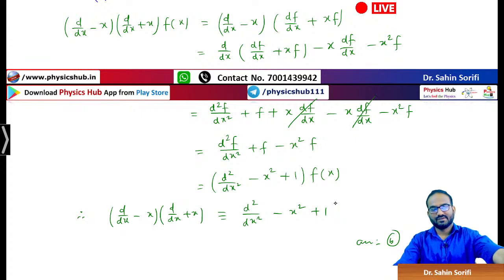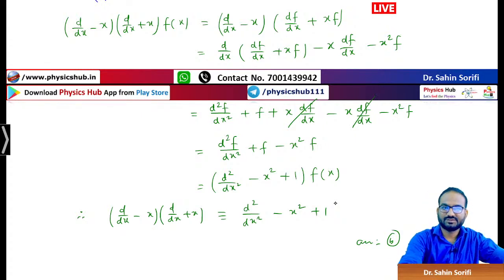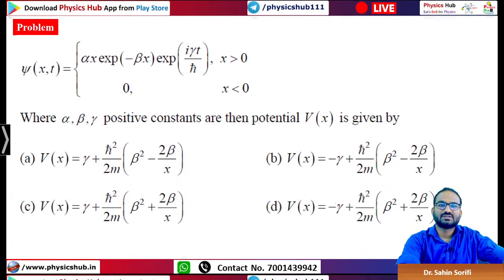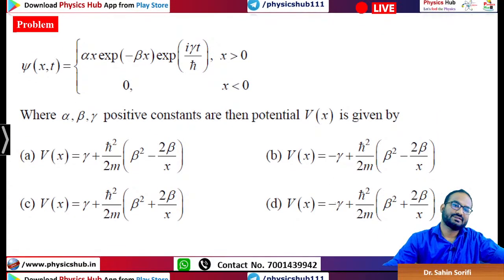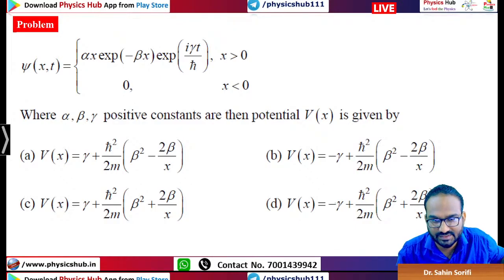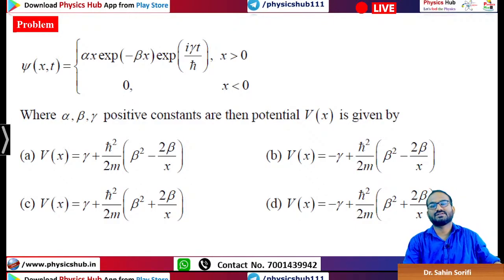Clear? So we have one more problem, then we'll wrap up the session. This is the last problem for today's session. Psi of x,t is equal to alpha x e to the power minus beta x e to the power i gamma t by h cut when x is greater than 0, and for x less than 0 it is 0. Alpha, beta, gamma are positive constants, then what is the potential V of x?